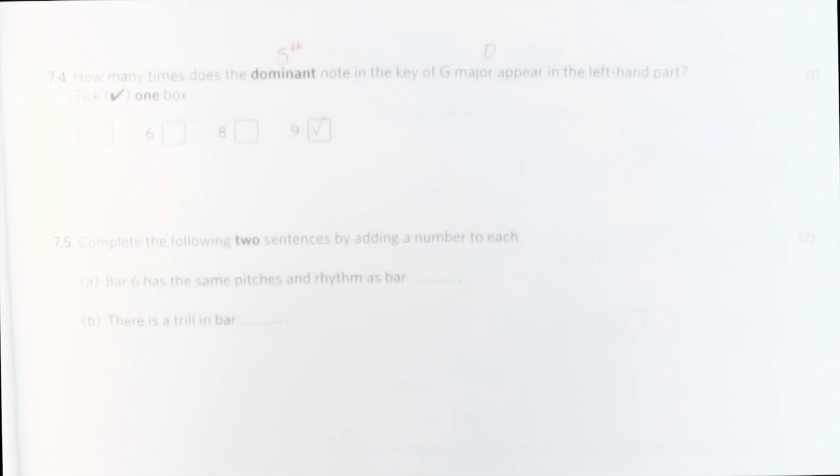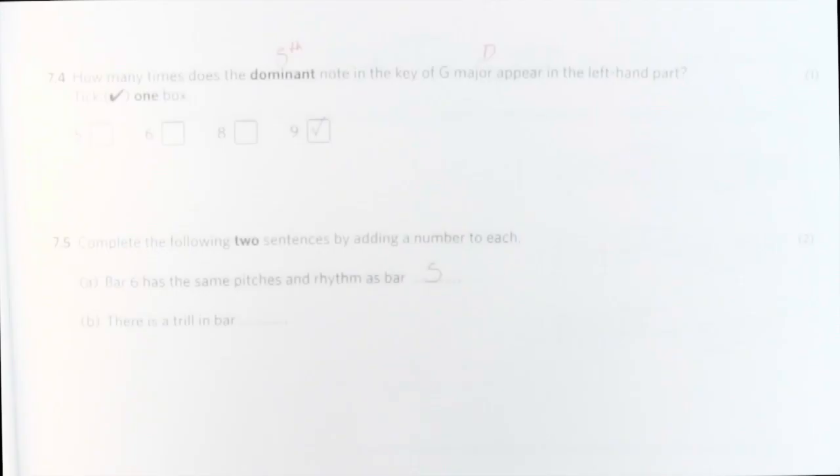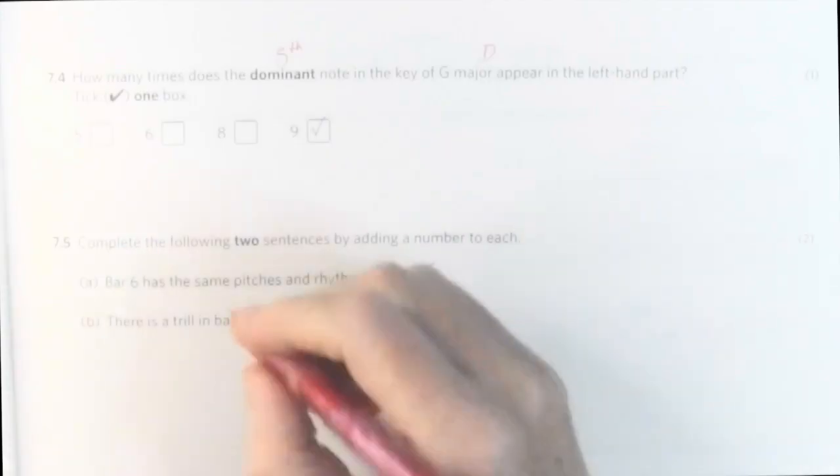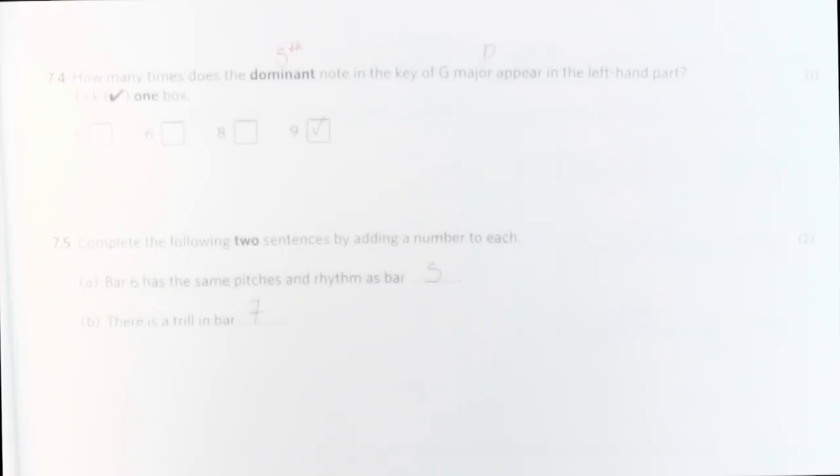The last question. We need to complete the 2 sentences by adding a number. Bar 6 has the same pitch and rhythm as bar 5. They are the same. And there is a trill in bar 7. And here's the symbol. Tr. The first 2 letters. And with this, we have completed our exam paper.